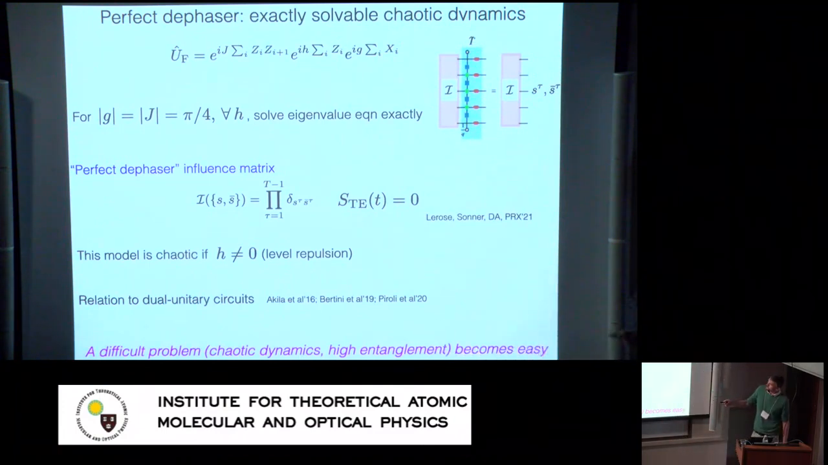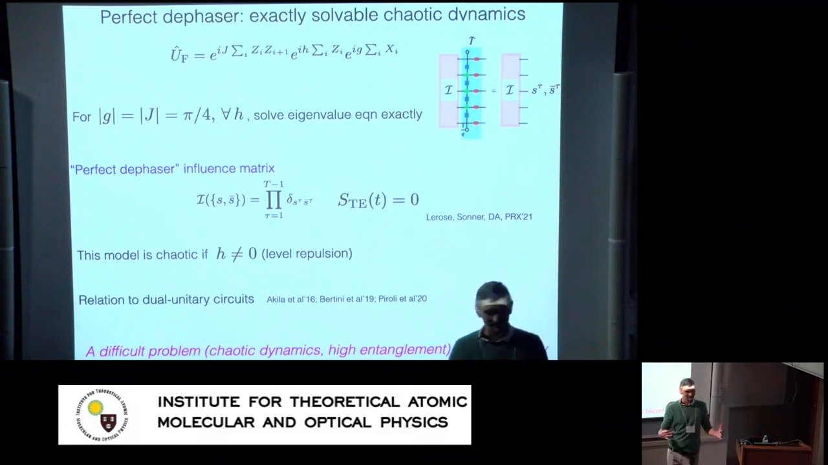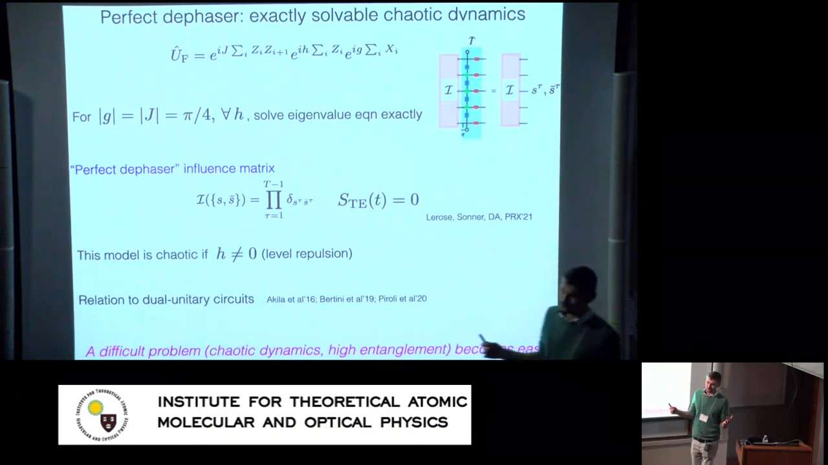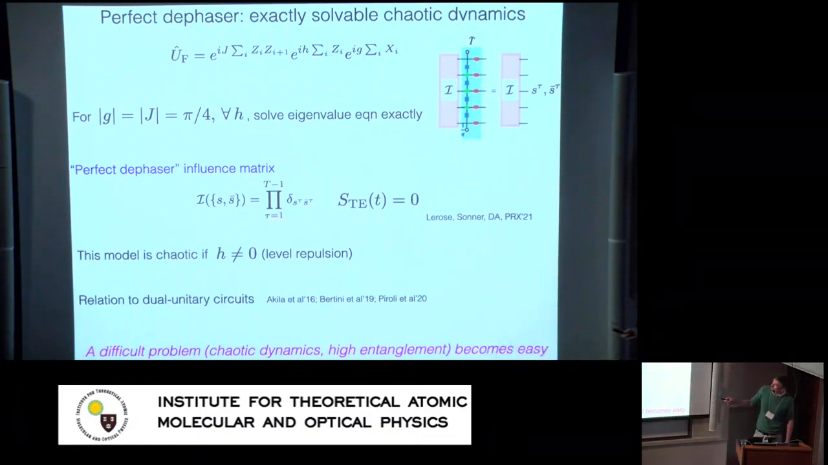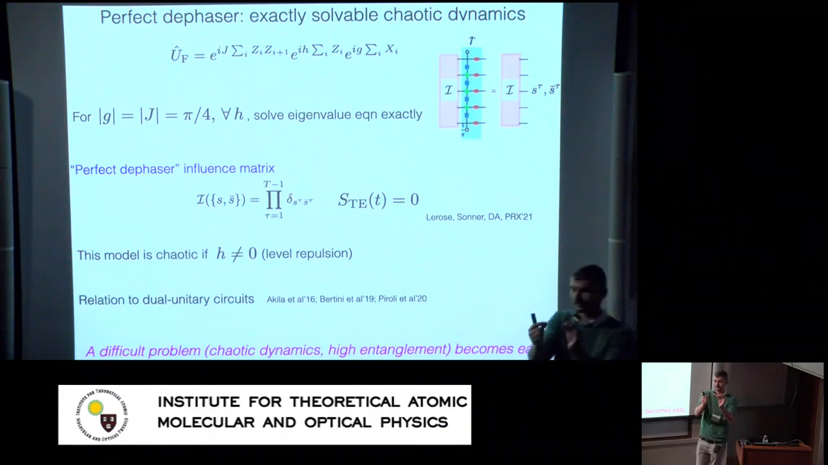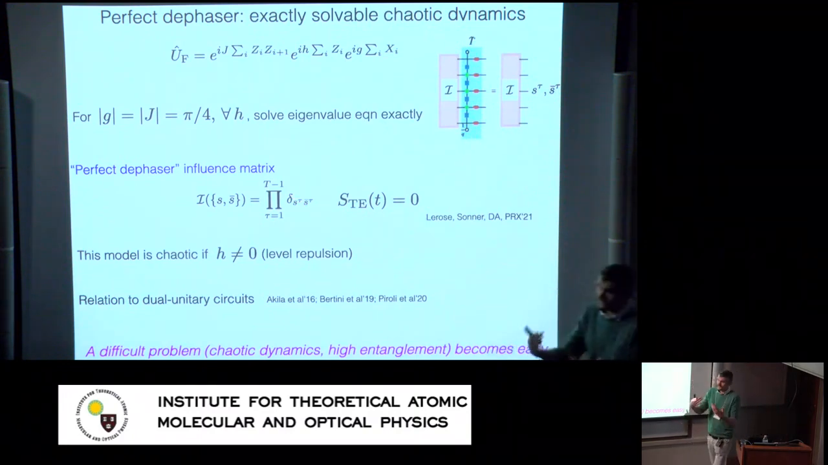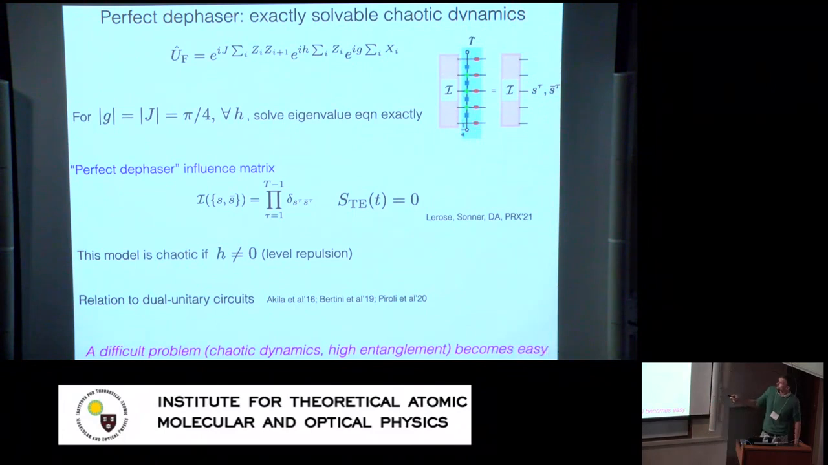And at this special point, you can verify that the influence functional has an extremely simple form. Essentially, it completely dephases all the quantum interference contributions, right? So it has the form of a product of delta functions over the configurations of the forward and backward contour. And therefore, from the point of view of entanglement, it has no entanglement at all, right?